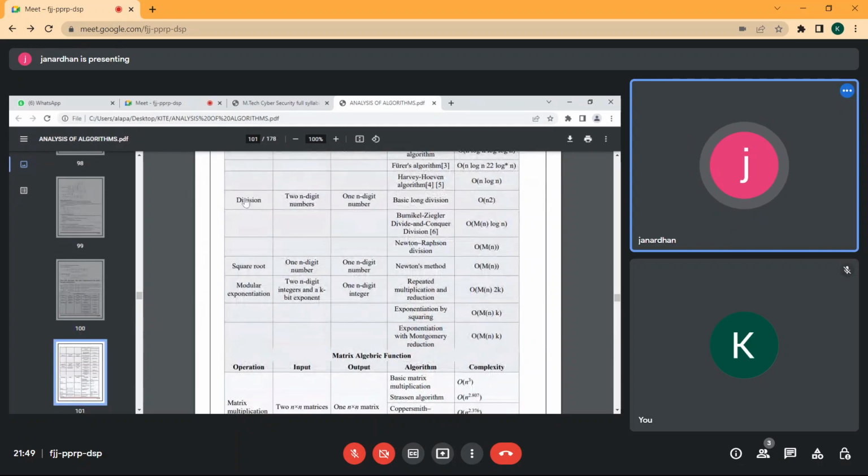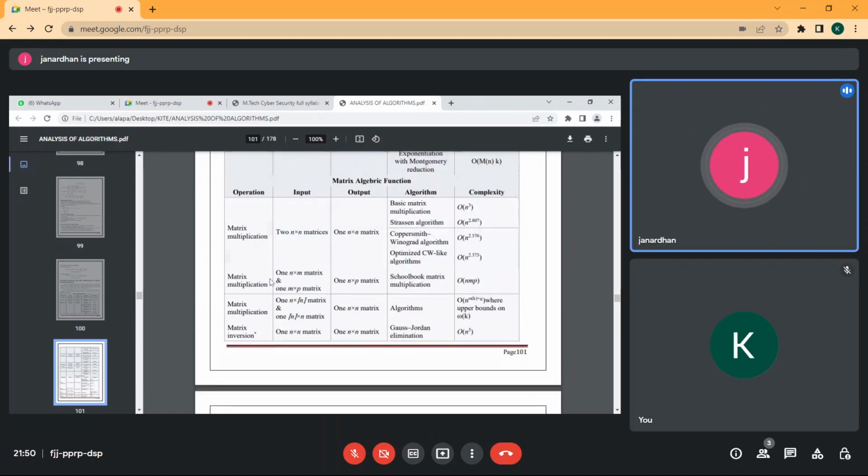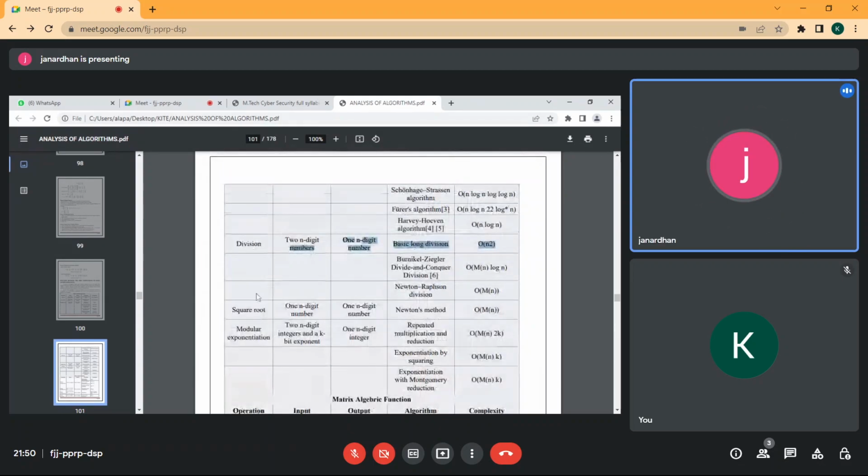Next one is the division. Division: two n-digit numbers in, one n-digit number out, using the basic long division algorithm. That is big O of n square. Next one is the square root: one n-digit number, using Newton's method.